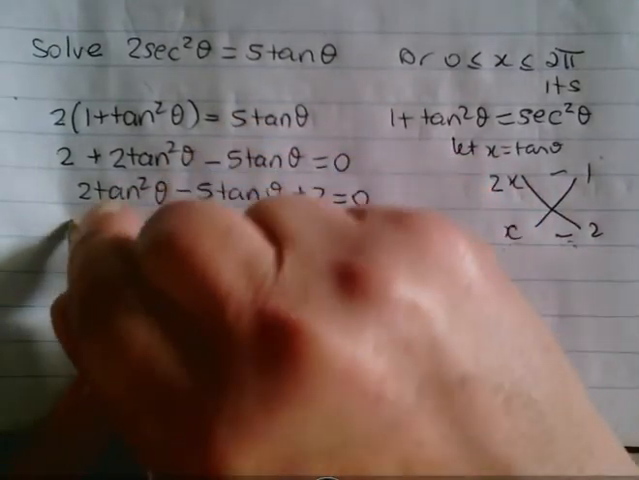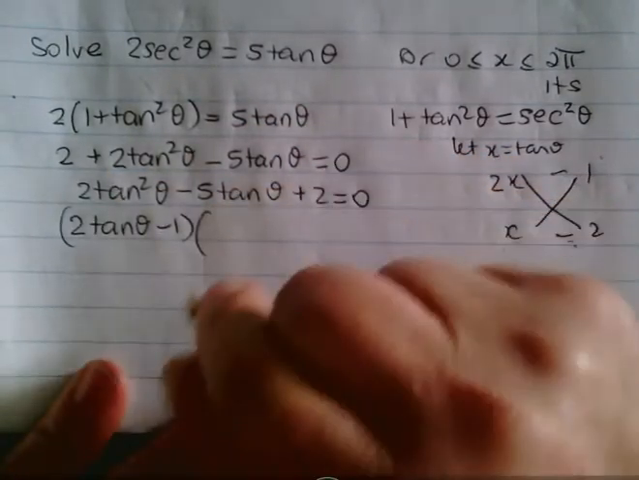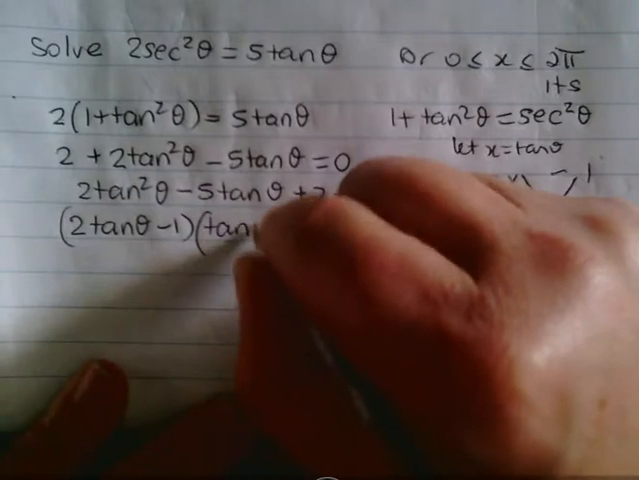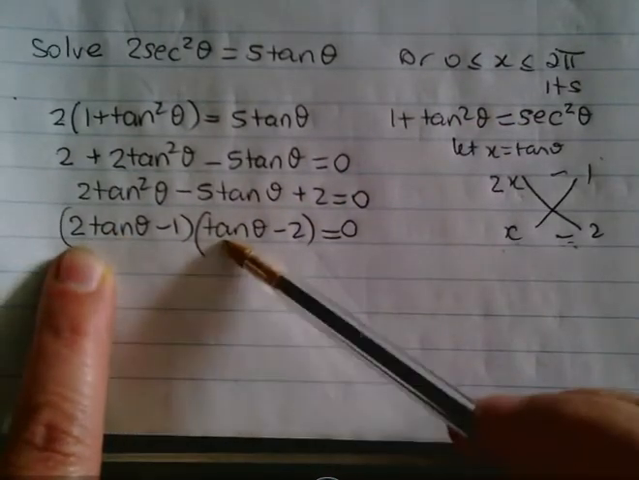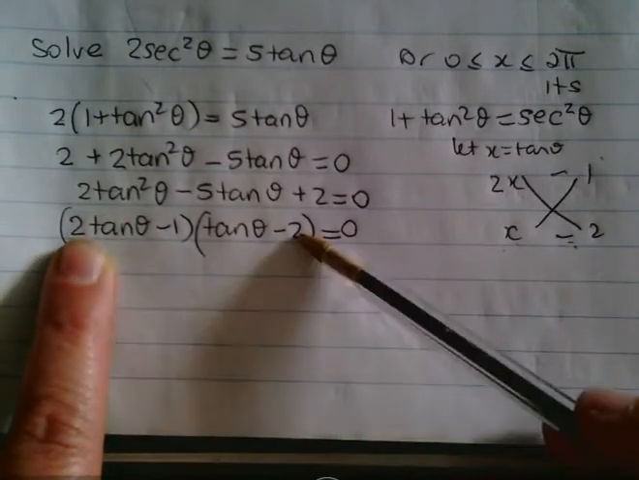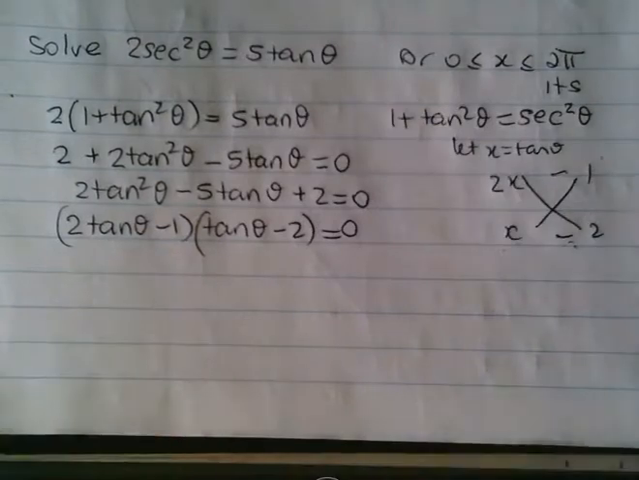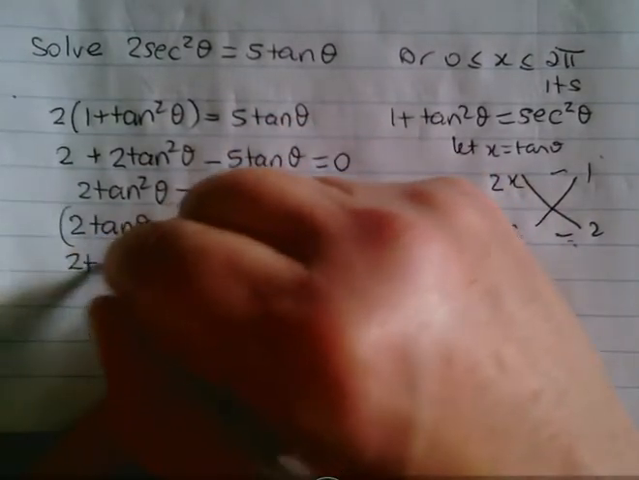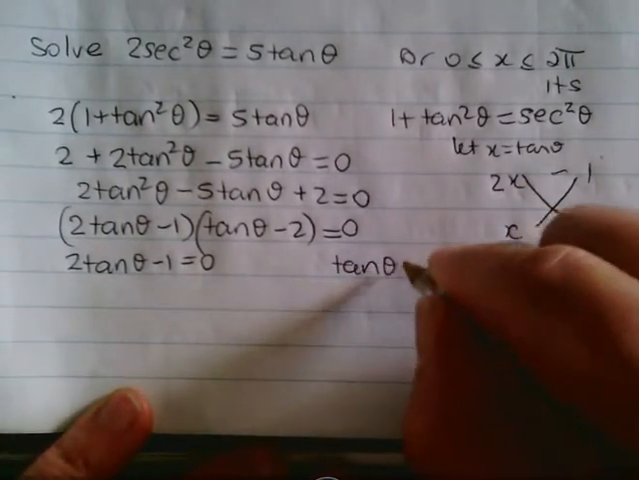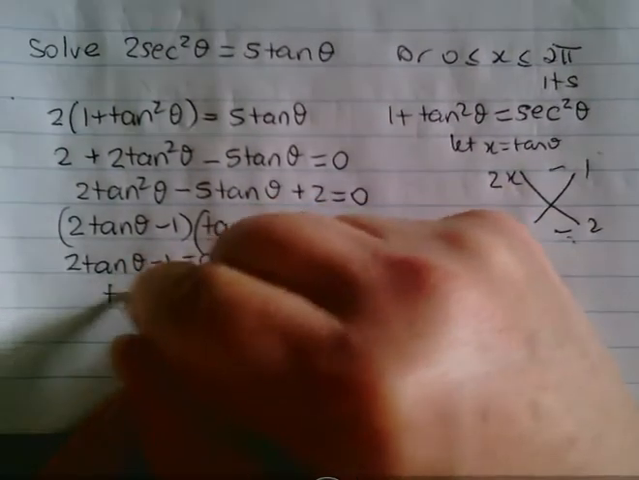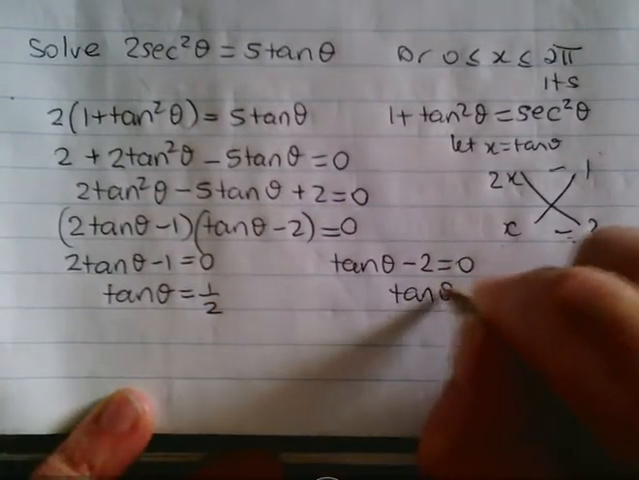So what we've got is 2 tan theta minus 1, bracket tan theta minus 2. So let's have a look. 2 tan squared theta minus 4 tan theta minus 1 tan theta, and that's correct, and then plus 2, so that works. So therefore we're solving 2 tan theta minus 1 is 0, or tan theta minus 2 is 0. So this gives me that tan theta is a half, and this one is that tan theta is 2.